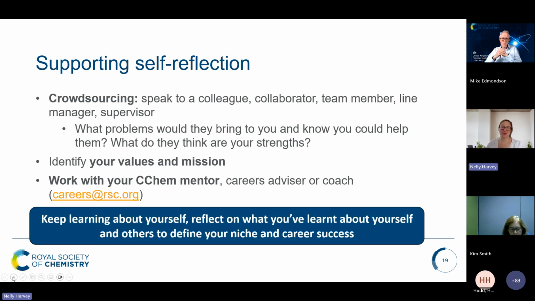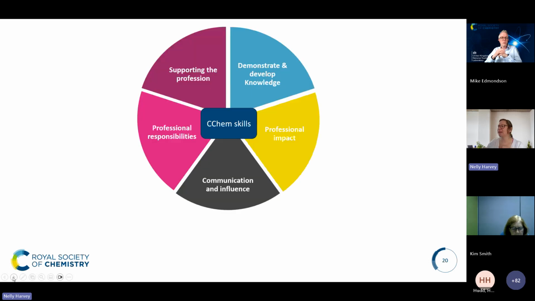And it's really important that you keep this open and learning mindset about yourself throughout the process, because this is the main benefit of going through the Chartered Chemist application. So you get to know yourself better, and when you do that, you can talk about yourself and sell yourself better, and hopefully find roles throughout your career that align with things like your values and missions.